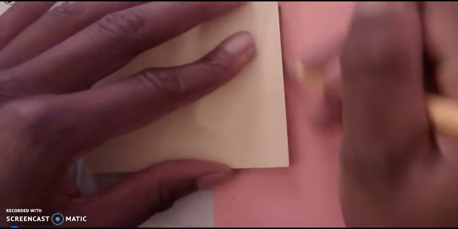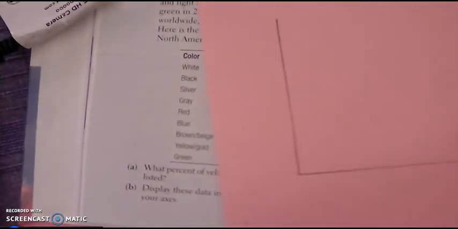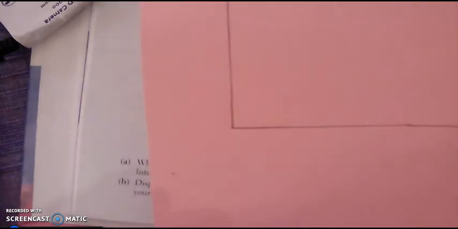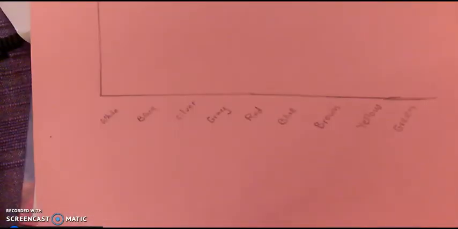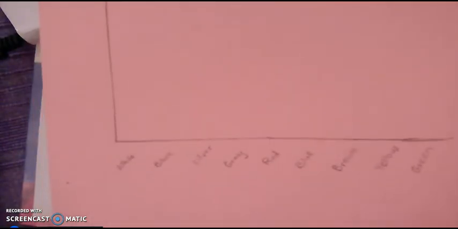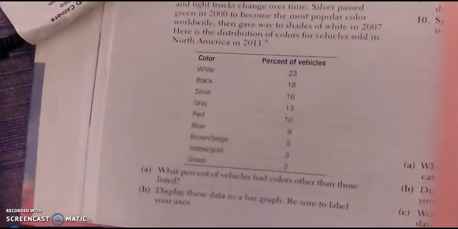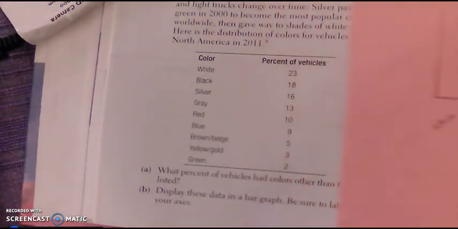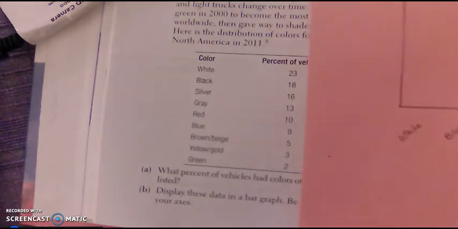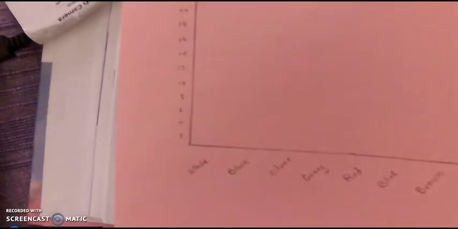So I'm going to draw a graph like this. Might need to make it longer. And on one axis, I'm going to list the car colors. So on the x-axis, I've listed all my colors that were in the table. Now on this y-axis, I'm going to go ahead and list the percentages. As we can see, the highest percentage goes up to 23. So I'm going to count by twos and go up to 24%. They did say to be sure to label my axes.